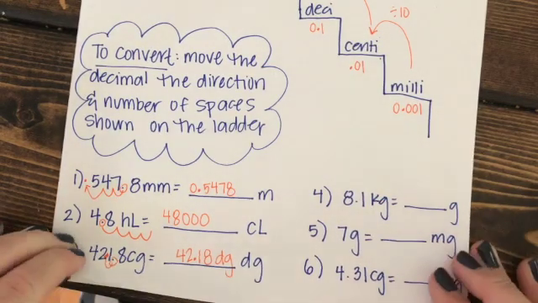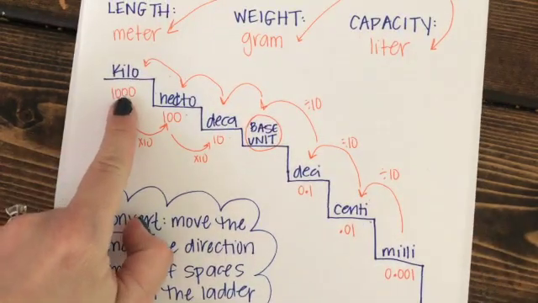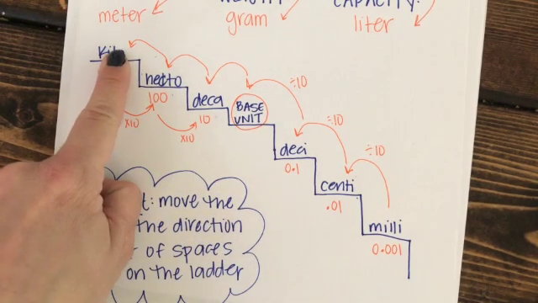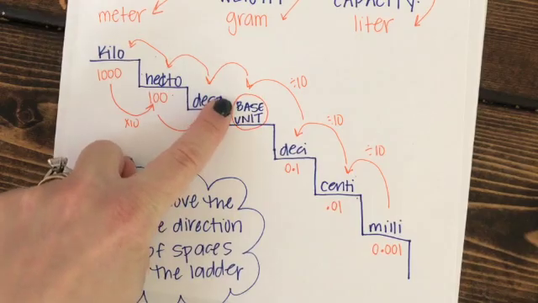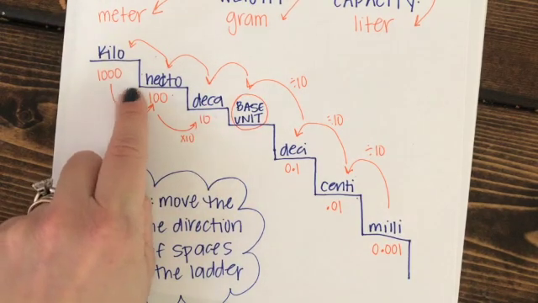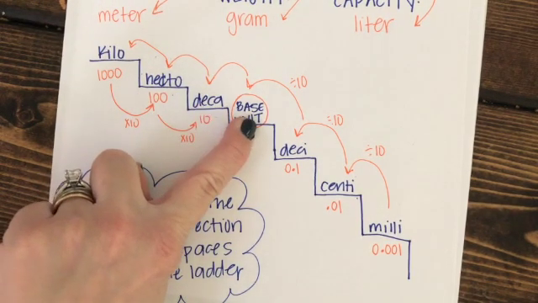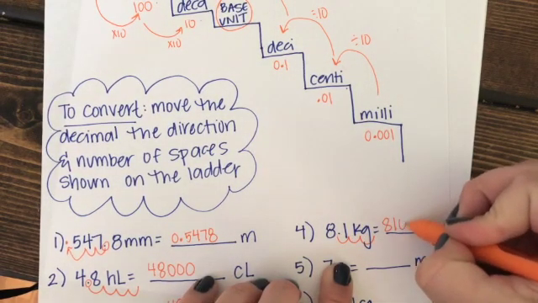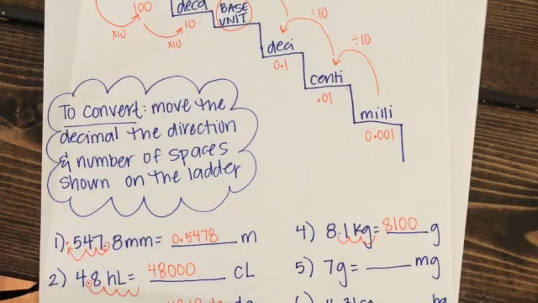Okay, what if I have 8.1 kilograms? How many grams is that? So I'm starting on kilo, right? And I'm going down to grams, just my regular base unit. So I'm going to move my decimal 1, 2, 3 to the right. So 8,100 grams.